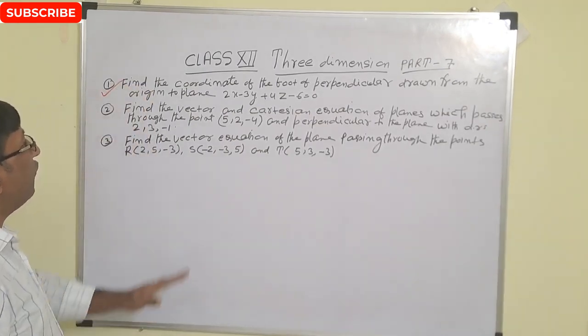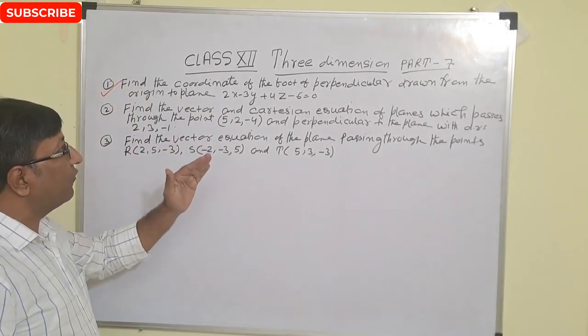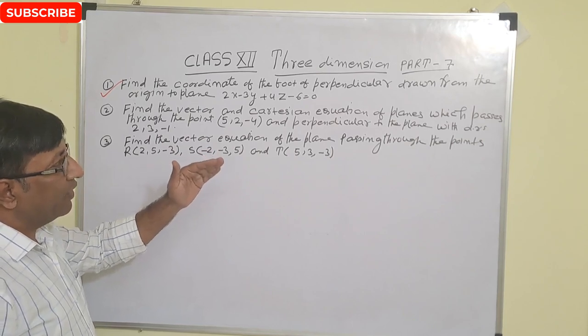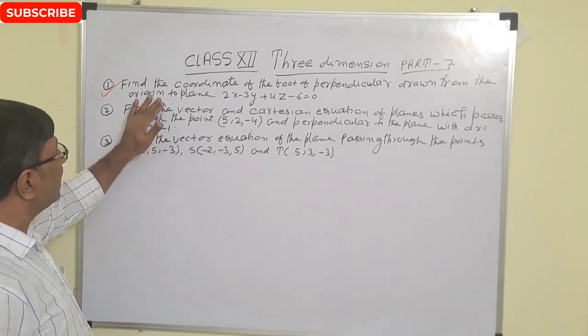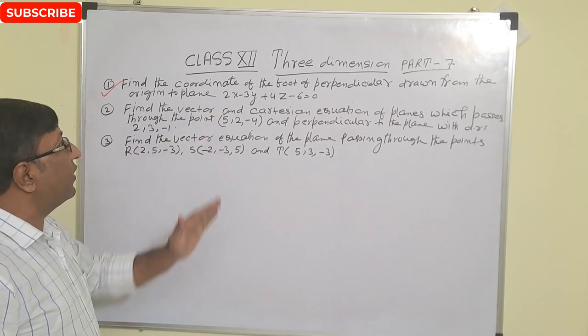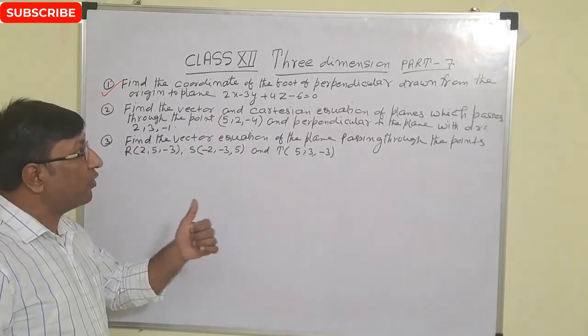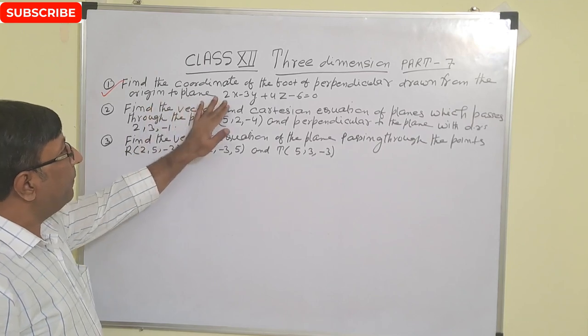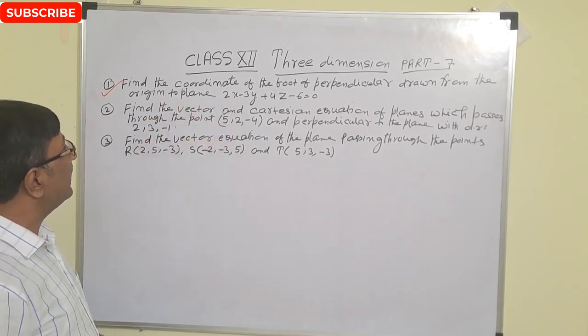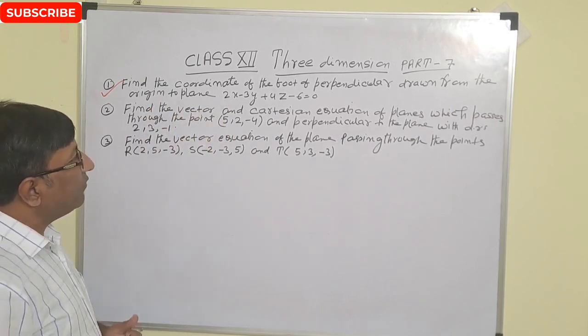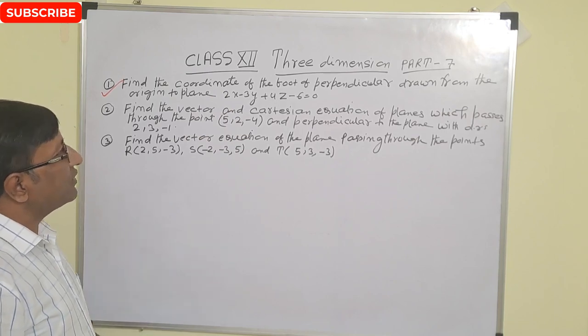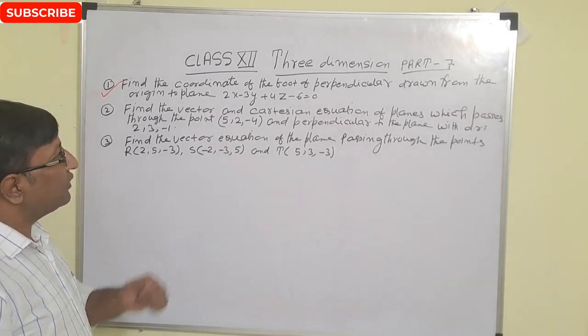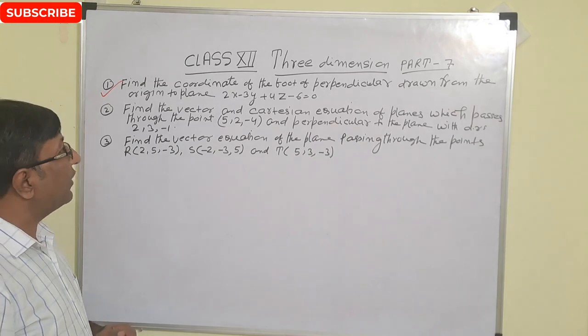So this is question number first. What is this question? Find the coordinates of the foot of the perpendicular drawn from the origin to the plane. That means we have to find the coordinates of the foot of the perpendicular drawn from the origin to the plane. The equation of the plane is given: 2x minus 3y plus 4z minus 6 equal to 0. For this type of question, what is the important format?